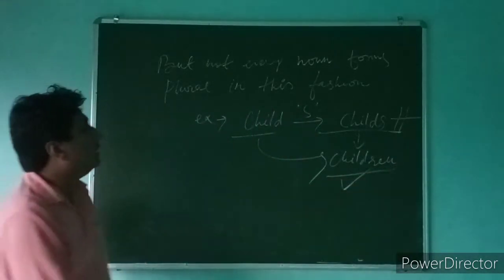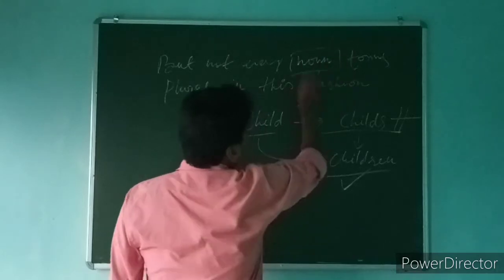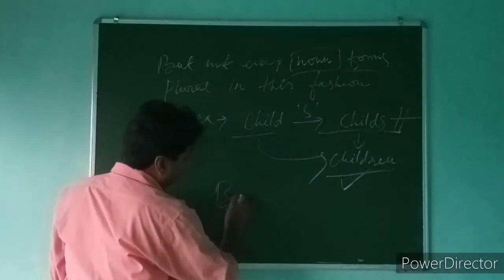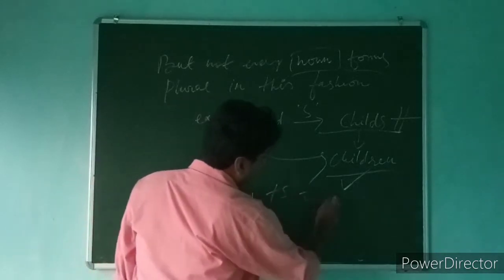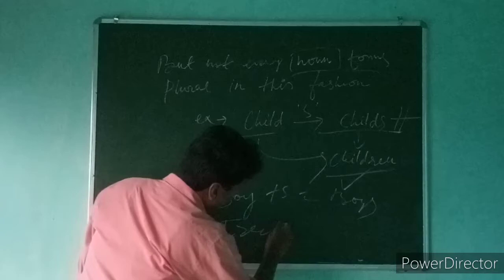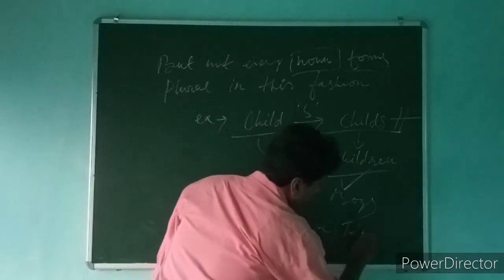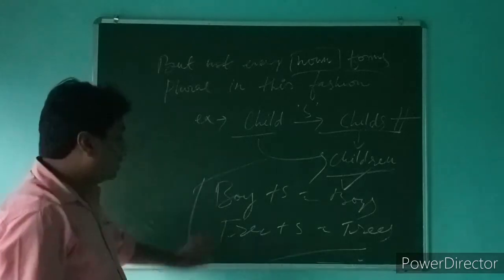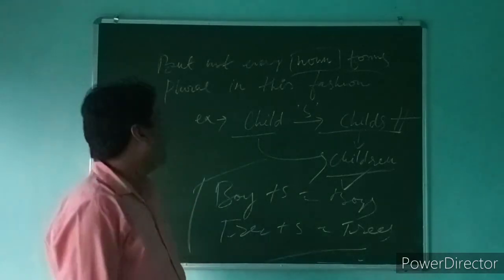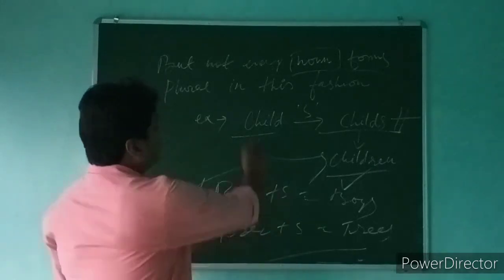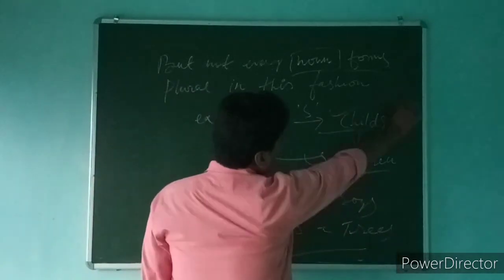So not necessarily does each and every noun form plural in this fashion, as in the case of boy plus s becomes boys, or tree plus s becomes trees. Some nouns, however, may form plurals in this fashion, but not each and every noun does. So child becomes children and not childs.